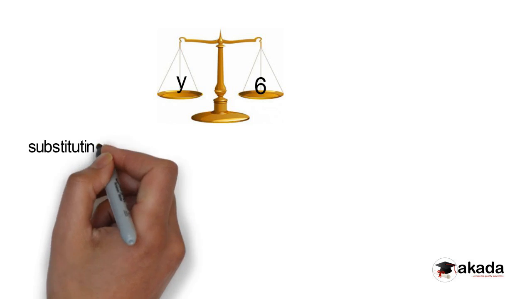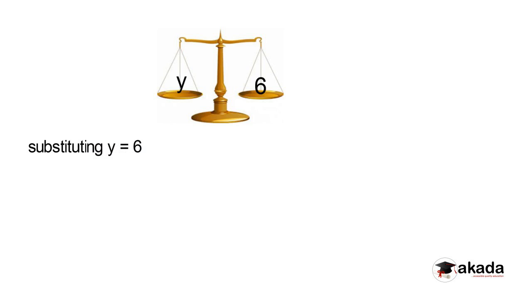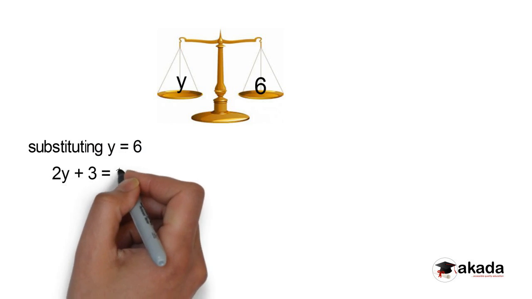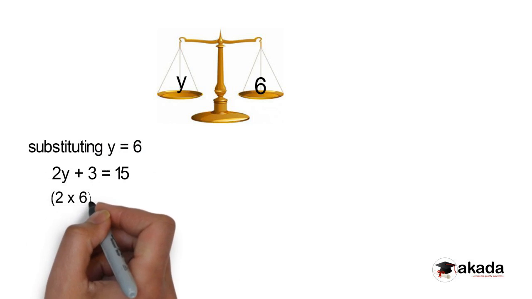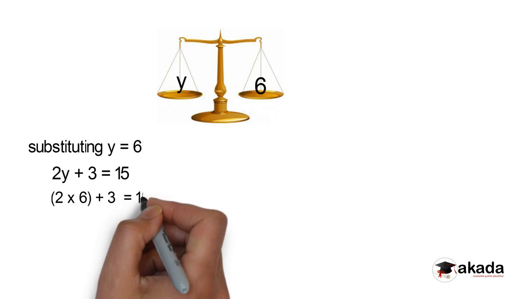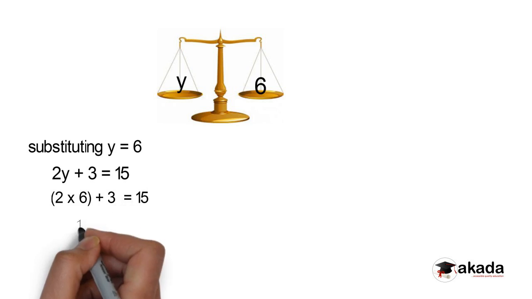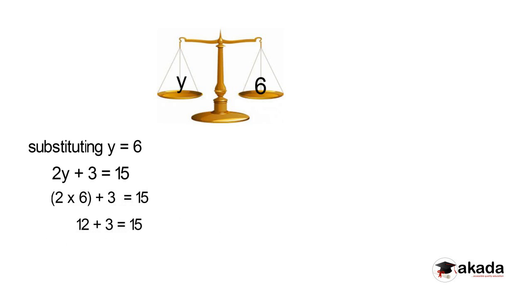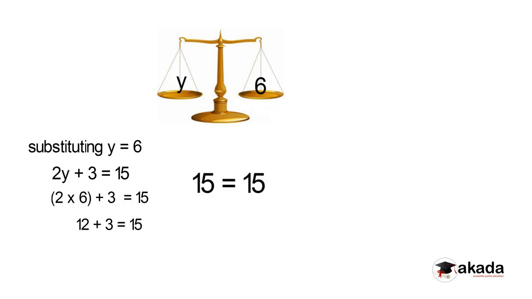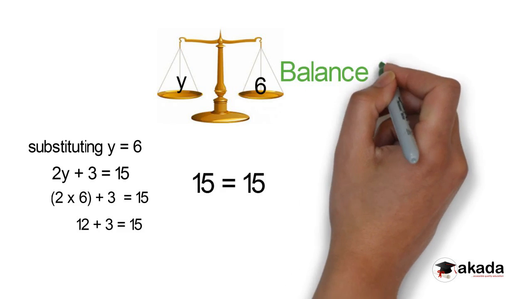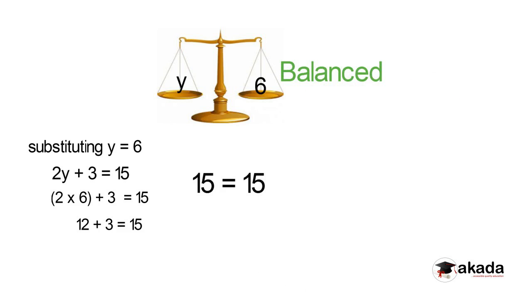So the equation says 2y plus 3 equals 15. So what is our y? 6. I substitute it inside. So I have 2 times 6 plus 3 equals 15. So I have 2 times 6, 12, plus 3 equals 15. So I have 15 equals 15. So that means the scale is what? Balanced. So I have a balanced equation.